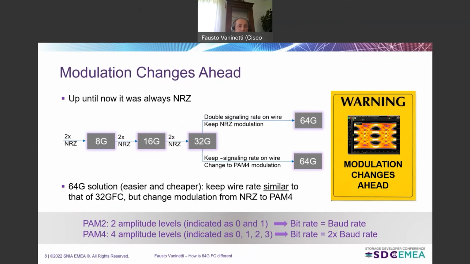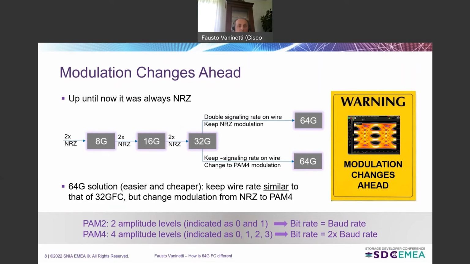To say it in simpler terms, with NRZ, you transmit zeros and ones. They are the only two shapes within any transmitted symbol. And so the baud rate is equal to the bit rate.